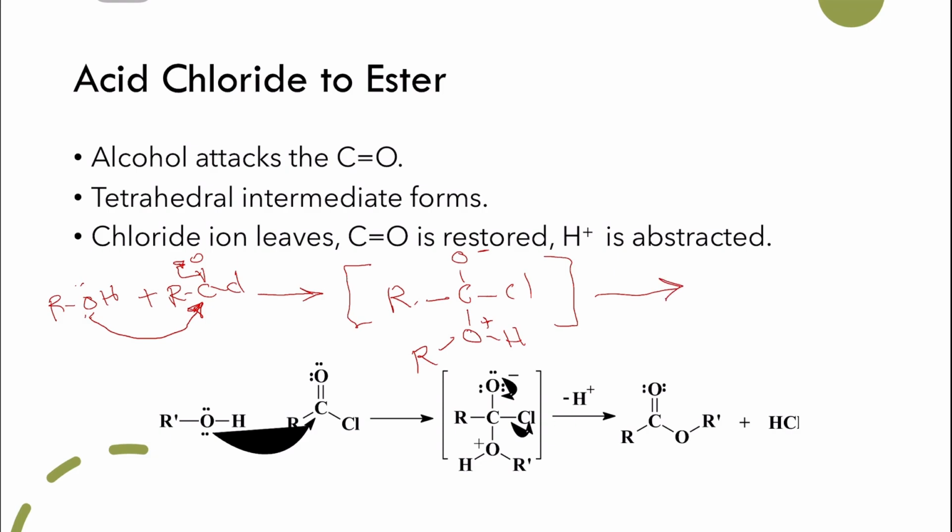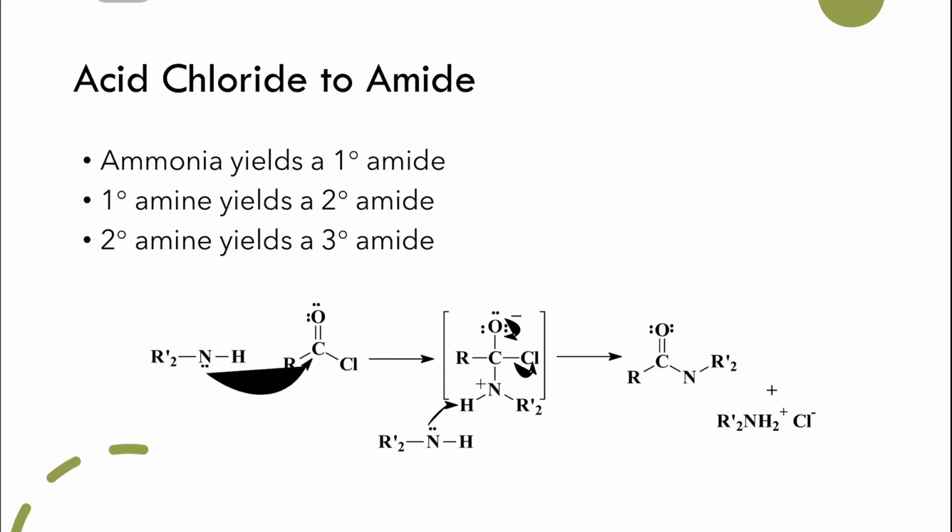To give us the final product, now the chloride will leave as a good leaving group, and the hydrogen will be subtracted from the oxygen, relieving the oxygen of its positive charge. The double bond will be recreated between the carbonyl oxygen and carbon. So we end up with the ester and hydrogen chloride. Chloride is a good leaving group, so this is why it's leaving in this reaction.